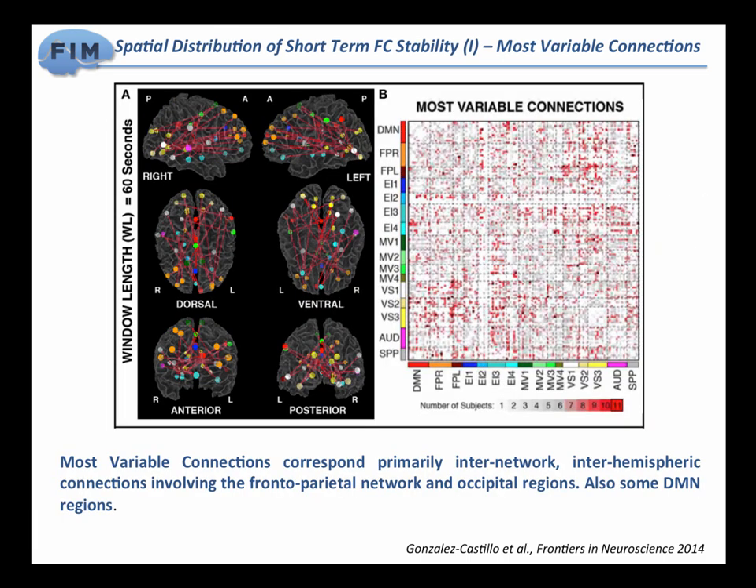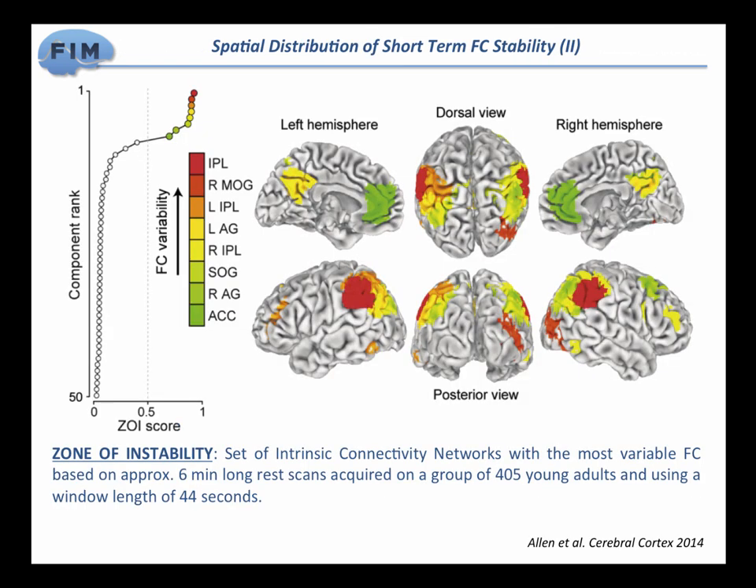For the least stable connections, the picture is completely different, and the common finding across all subjects was that the most variable connections correspond primarily to internetwork, interhemispheric connections involving frontoparietal networks and occipital regions, and also some of the DMN. With a completely different approach to computing that variability, there have been other studies that have also found that this kind of frontoparietal region seems to be the one whose connections are among the most variable in these short temporal scales of within a run.